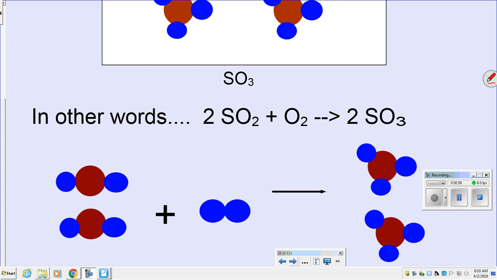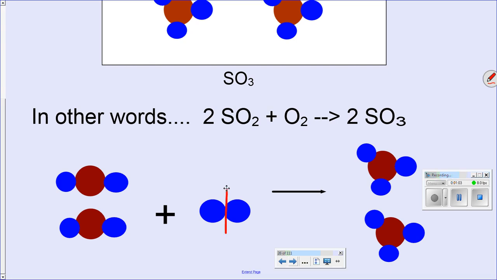And I depicted this here in pictures. You don't really need to draw this out necessarily, but I did think it would be helpful for you to see. So again, what's actually happening is this guy can split. One of them goes to each of those places. And then you end up with two SO3s.